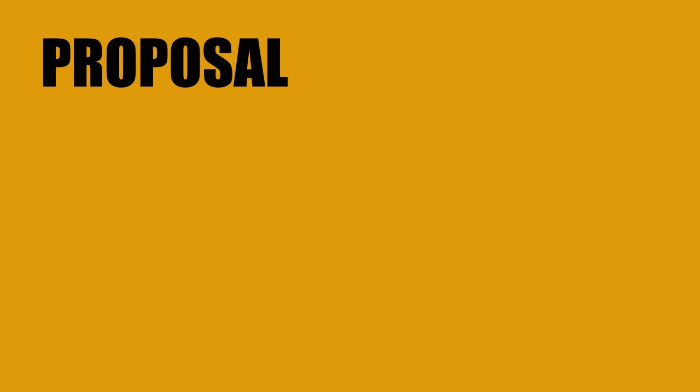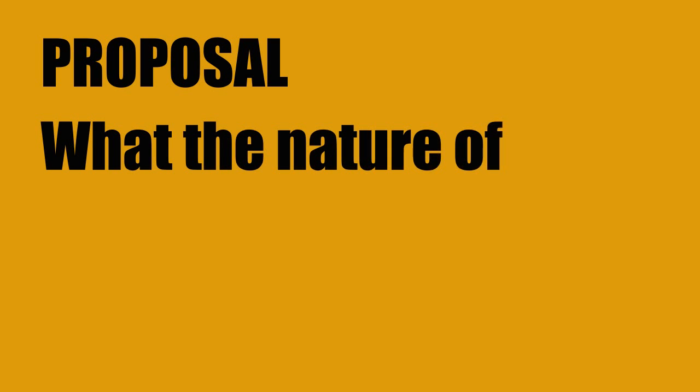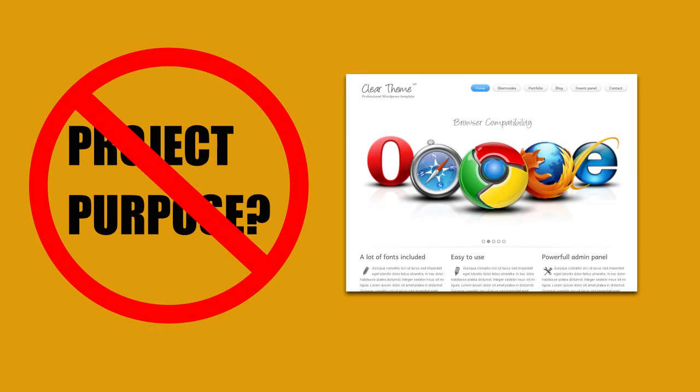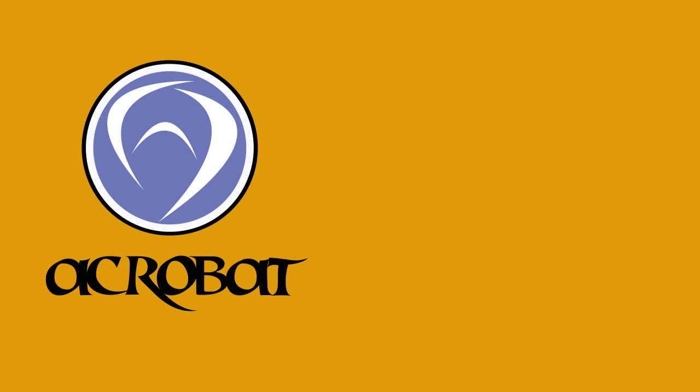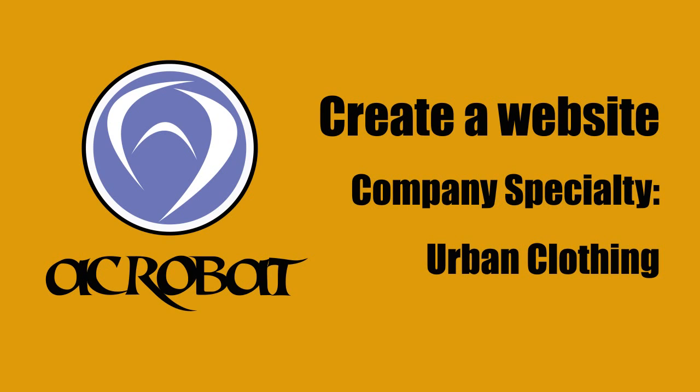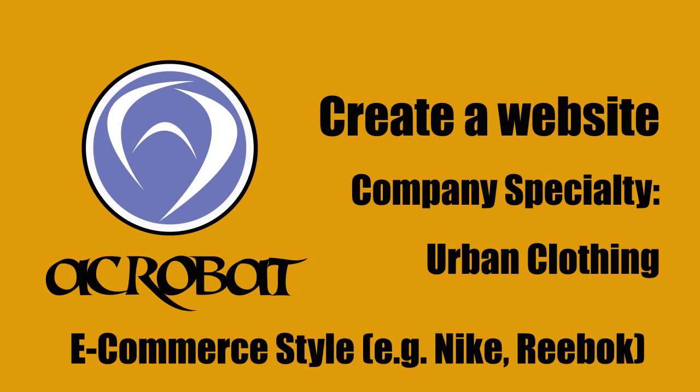The first step in the process is the proposal. This part is where you find out what the nature of the project is. What does it mean? A project will likely fail if no one knows the overall goal of what it's all about. An example of this can be a website. Let's say Acrobat comes to you with an idea to create a website based on their company that does business in providing urban clothes. They want you to make them a website in an e-commerce fashion, the same way Nike and Reebok handle their online businesses.